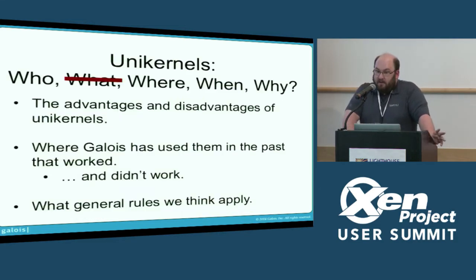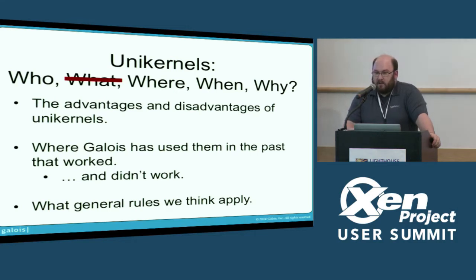So my talk, I'm going to separate it into three sections. I'm first going to talk about some of the advantages and disadvantages of unikernels. I'll skip over some of it because you just heard Don talk about some of the advantages of unikernels, so I don't want to bore you too much. Then I'm going to move into some places where the company that I work for, which is called Galois, has used them in the past and where we've been successful, and actually one case where we were not very successful, and I'll tell you about why that happened and what lesson you can learn from that. And then finally, I'll conclude with general rules that we think apply.